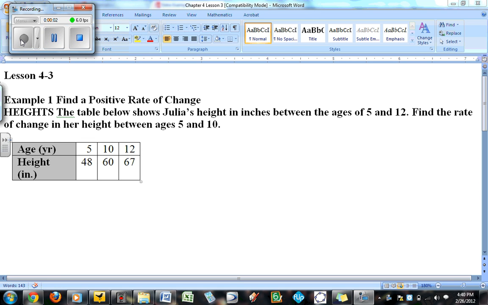Section 4.3 is about rate of change. The rate of change is a rate that describes how one quantity changes in relation to another. As it changes, typically we look at it as it changes over time. We're going to find its average rate of change over time.